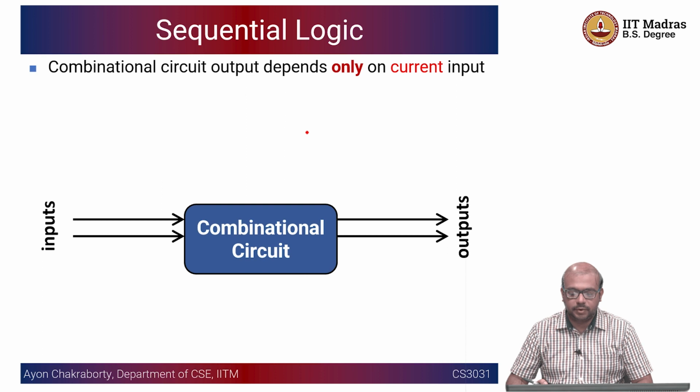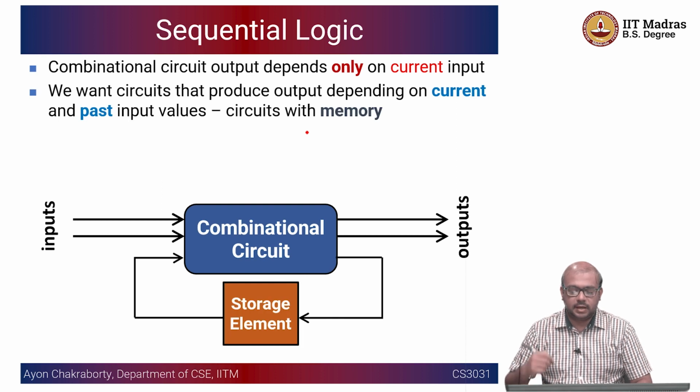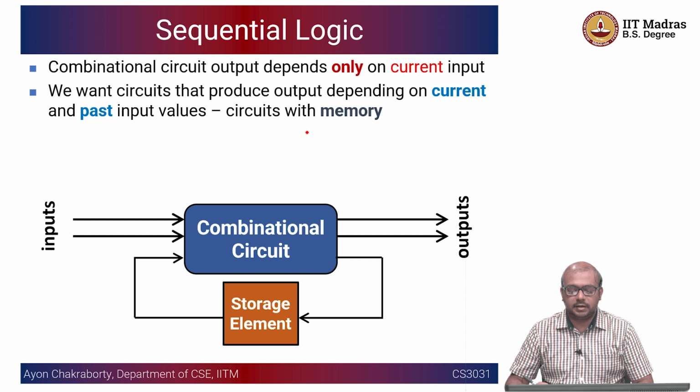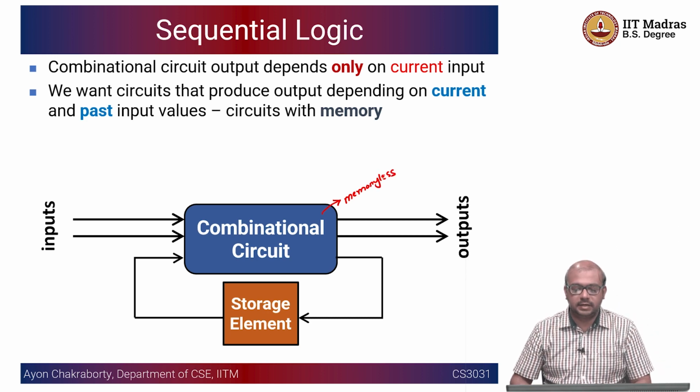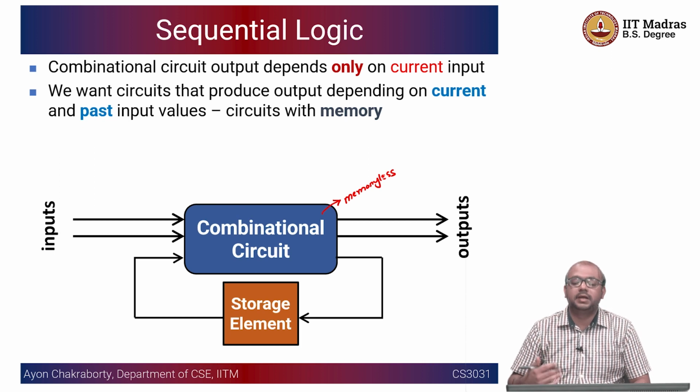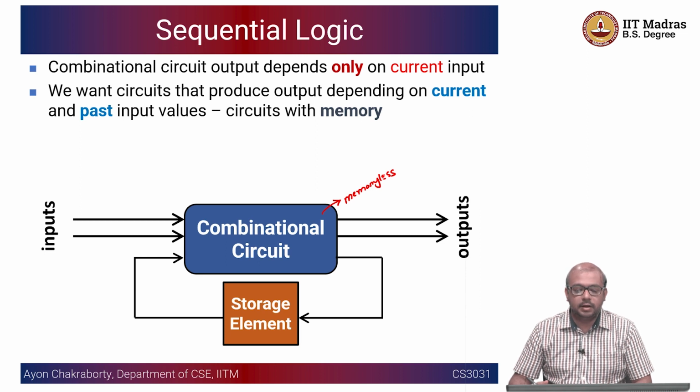Whereas in case of a sequential circuit, there is an intermediate storage element where the output is remembered. So we typically say that combinational circuits are memoryless circuits. This is something that you have to remember. Combinational circuits are memoryless, whereas sequential circuits are called circuits with memory. The output not only depends on the current input, but also on the past values of your outputs, which again depend on the past values of inputs, definitely.